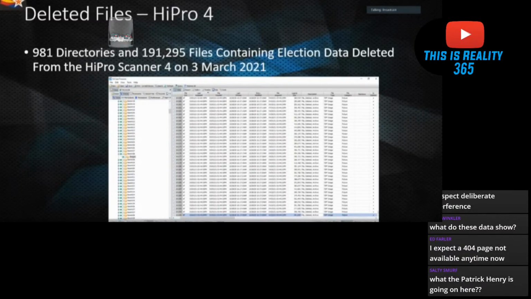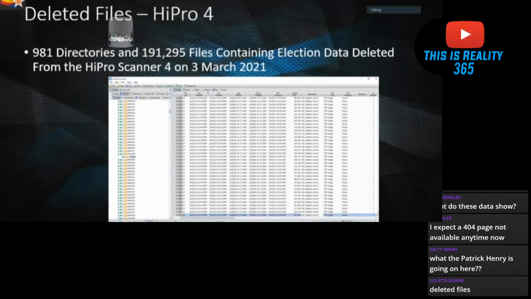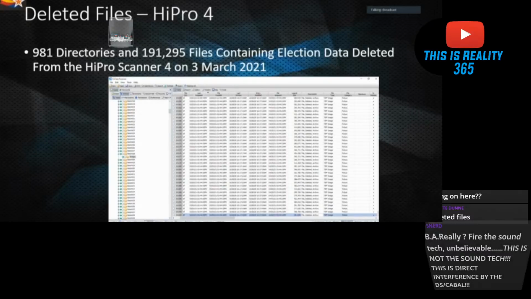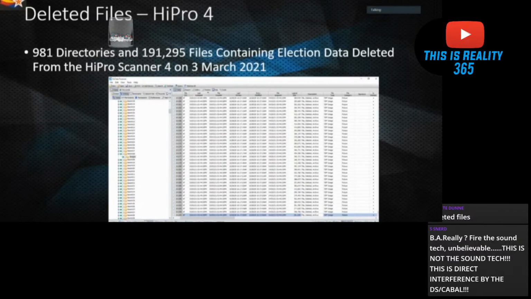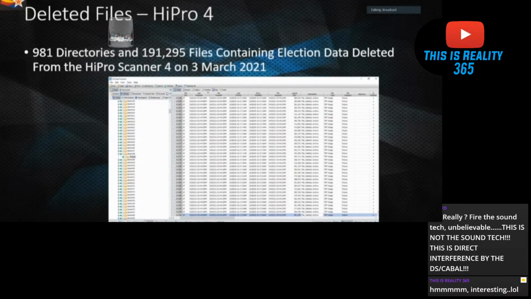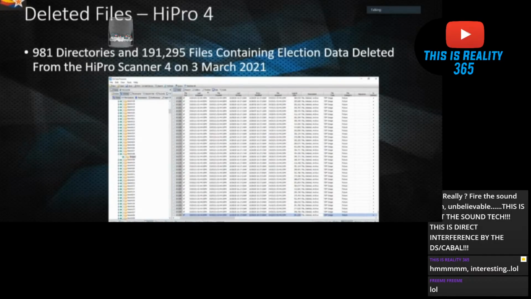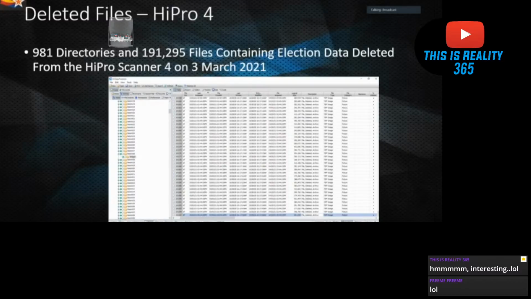Now, once again, this may be part of a normal process with how they handle votes, but the timing of this becomes a bit suspect, as well as the fact that we didn't see these deletions on HiPro number 2. And once again, I don't have a chain of custody for what happened to these votes after they were deleted. It may be a plausible explanation. I simply don't know at this point.